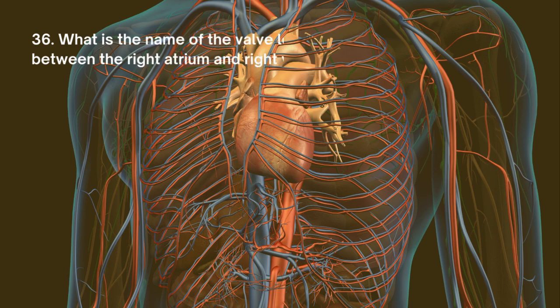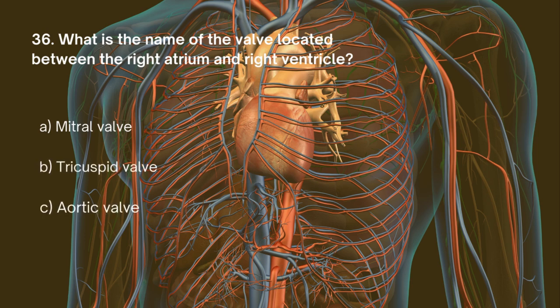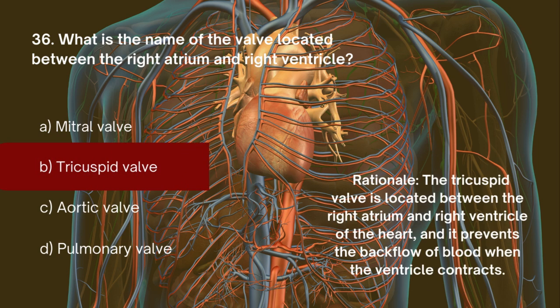36. What is the name of the valve located between the right atrium and right ventricle? A. Mitral valve. B. Tricuspid valve. C. Aortic valve. D. Pulmonary valve. Rationale: the tricuspid valve is located between the right atrium and right ventricle of the heart, and it prevents the backflow of blood when the ventricle contracts.